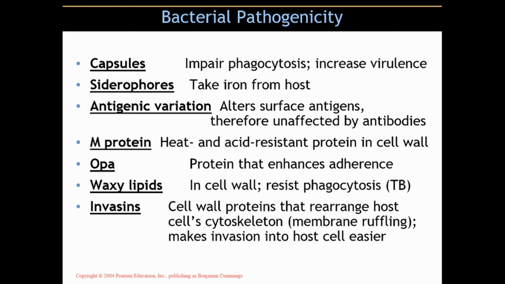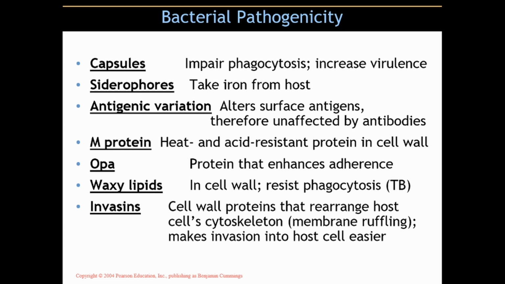And so when a phagocyte engulfs an encapsulated bacterium, phagocytosis is ineffective because the capsule is resistant to the enzymes that are within the lysosomes. And so they impair phagocytosis, and as a result this increases the virulence of that particular bacterial strain. So this is one way they can evade phagocytosis: the enzymes are ineffective against the bacterium because of the capsule that it produces.